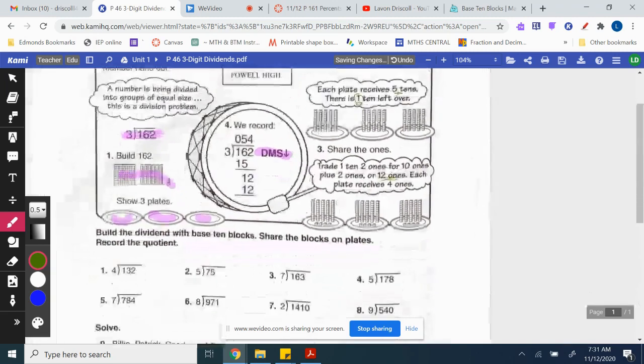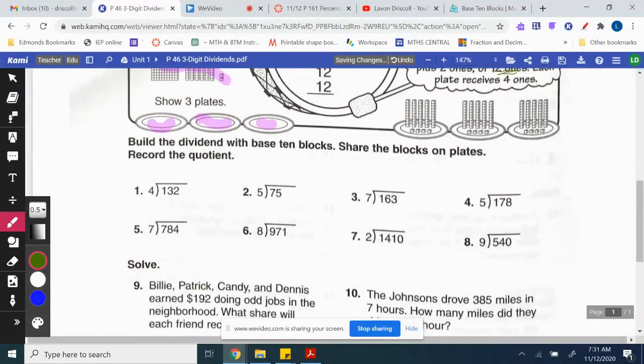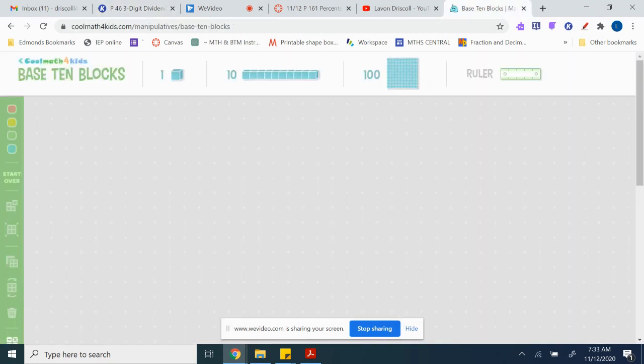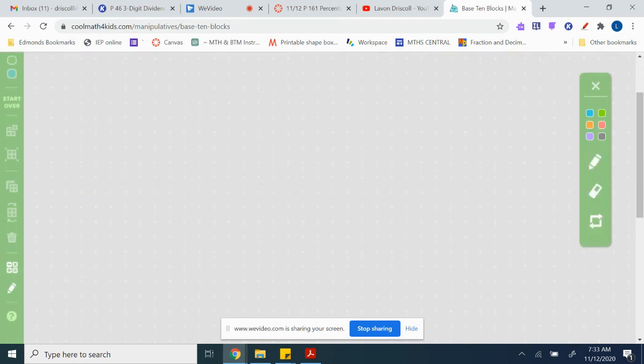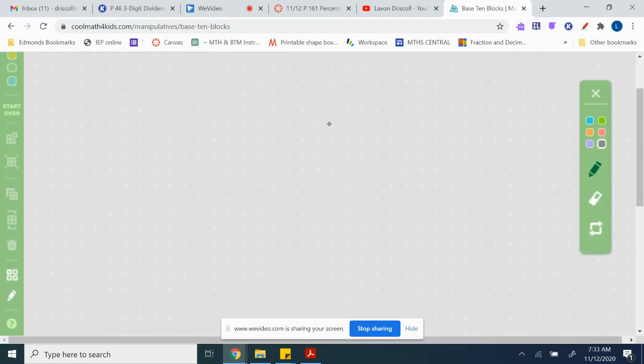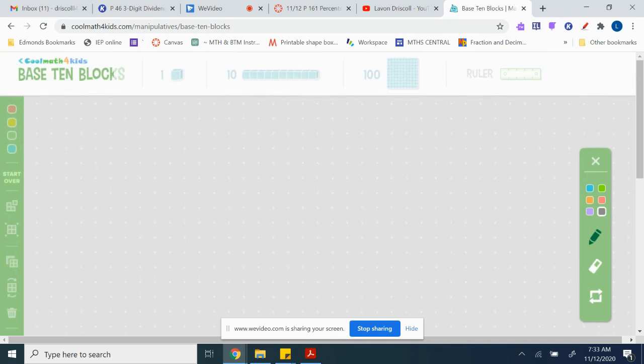So we're going to try that, and we're going to take a look at number 1. We are going to start with number 1 and do it using the base 10 blocks. So let's take a look at what that looks like. So I'm actually going to write my number, 132 divided by 4.